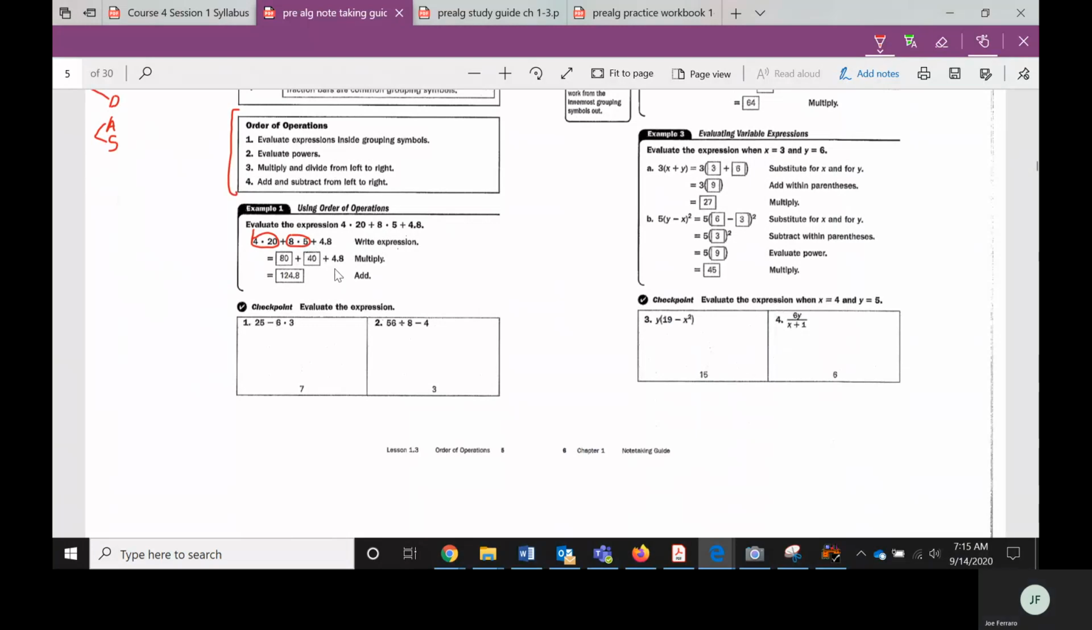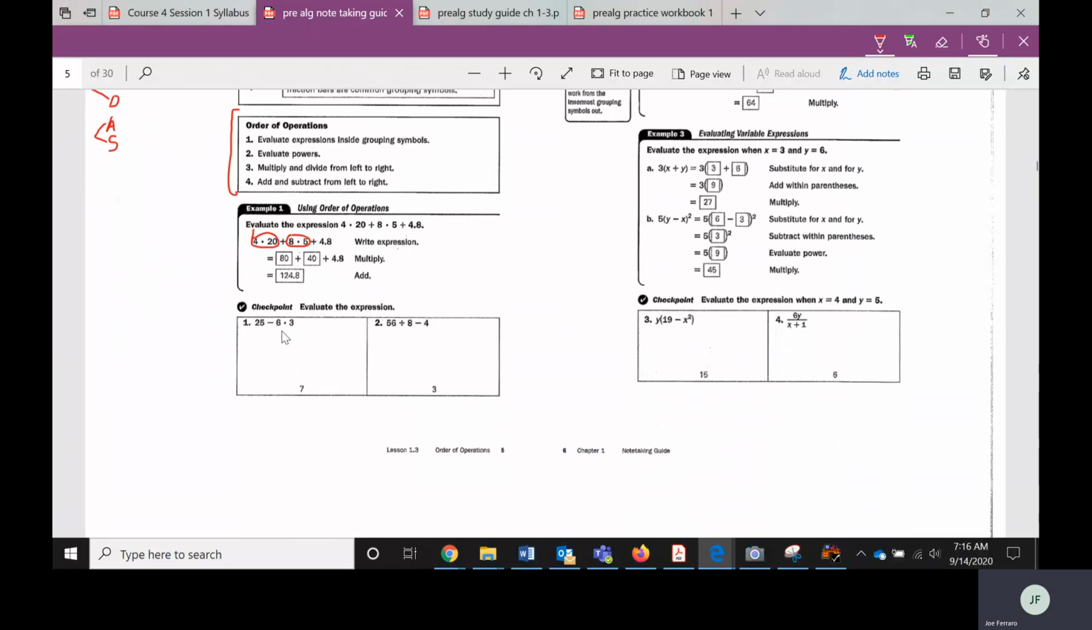So if you're going to be doing the worksheet for extra credit and stuff, this is the type of thing I need to see. I need to see a step in there. Okay, so we can't just be writing down answers for this and expect to get credit. There needs to be at least a step in between here. So now at this point, it's all addition. So they're going to go 80 plus 40 is 120 plus the 4.8 is 124.8.